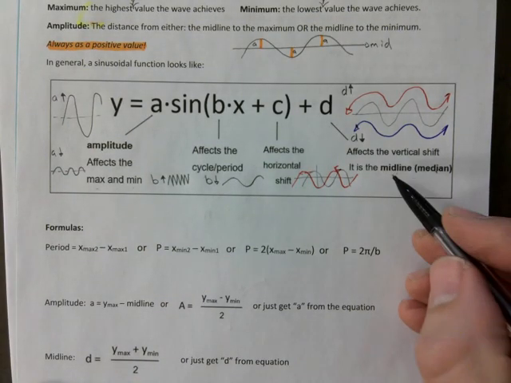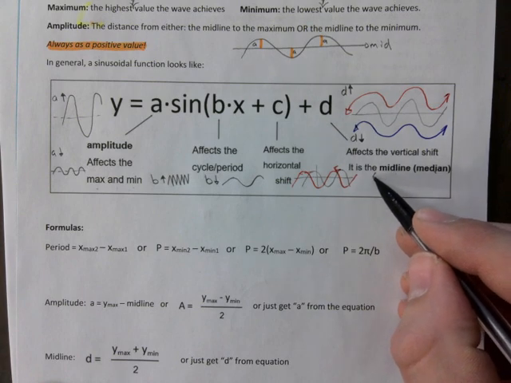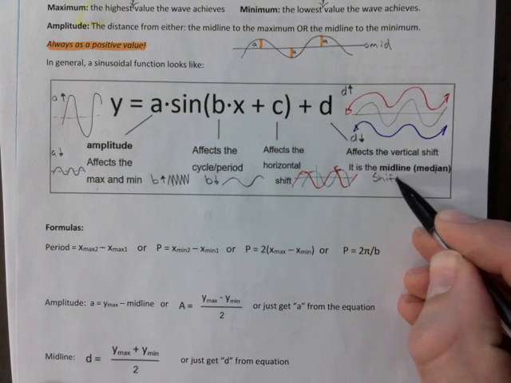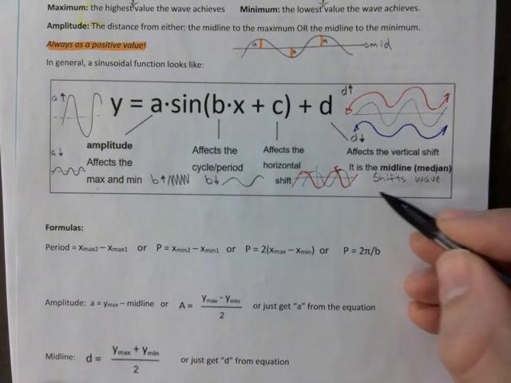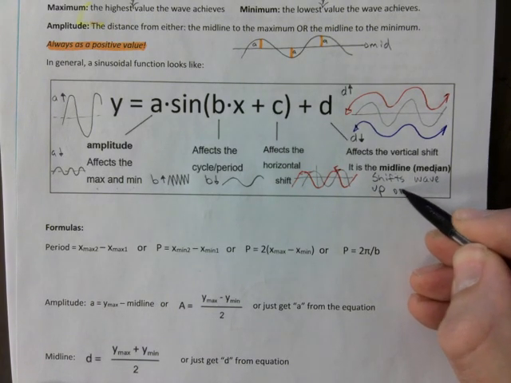Can I add that here? Bless you. Shifts, wave, up or down.